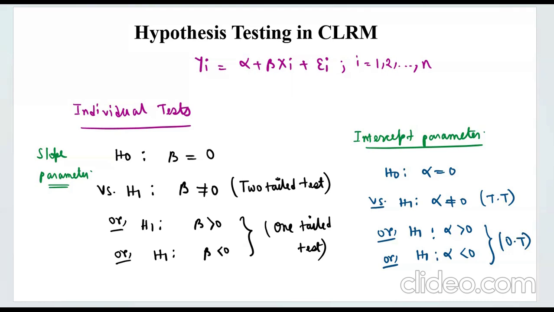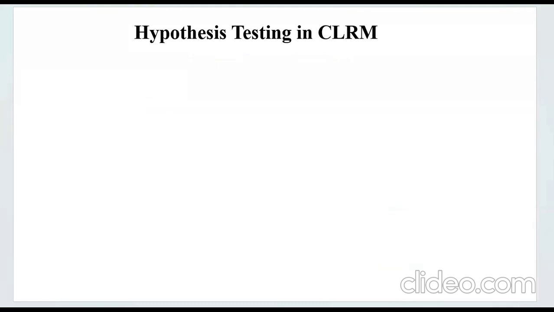Individual test means you are considering only one population parameter at a time. See here, I have used only beta, here I have used only alpha. But this case will be valid only if it is a two variable regression model, right? But what if we extend our model like this? Yi is alpha plus beta Xi plus gamma Zi plus some ui. Suppose our model is like this.